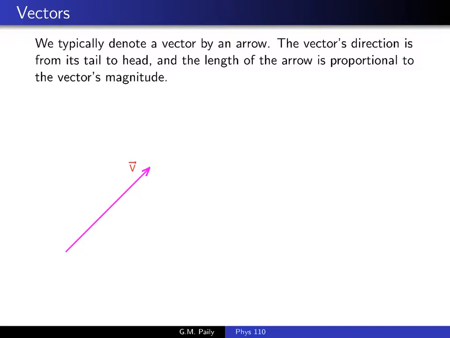Pictorially, we represent a vector by an arrow, okay, and the length of the arrow gives you its magnitude, and the direction is given by the direction of the arrow, and it points from the tail to its head.